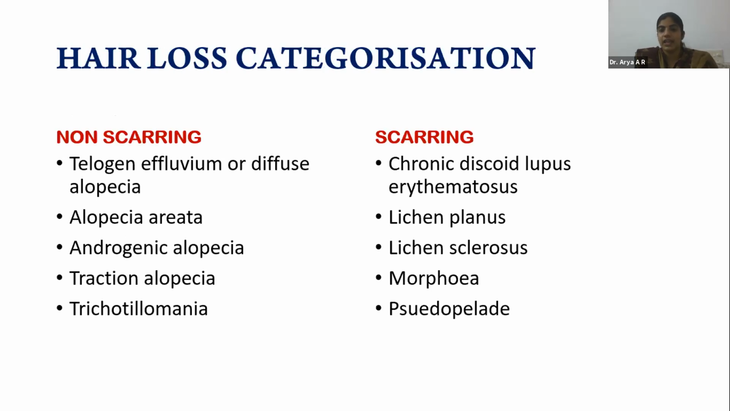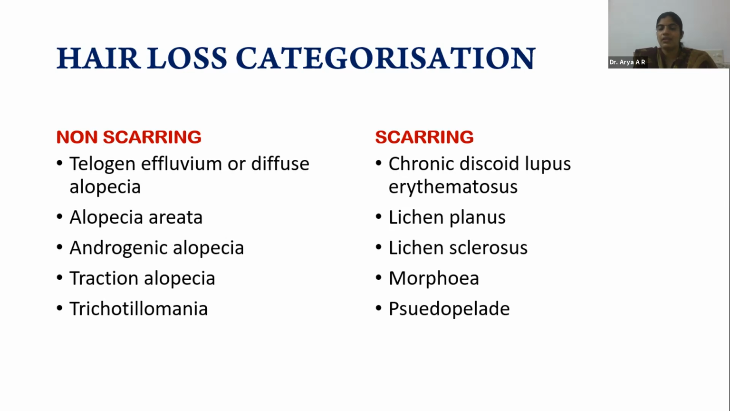Next is hair loss categorization. In hair loss categorization, we have two categories. One is non-scarring and the other one is scarring. In non-scarring, we have hair follicles there, so regrowth of hair is somewhat possible, not 100%, but we can have some hair growth. In the scarring category, there are no hair follicles available, so the regrowth of hair is very difficult in these conditions.